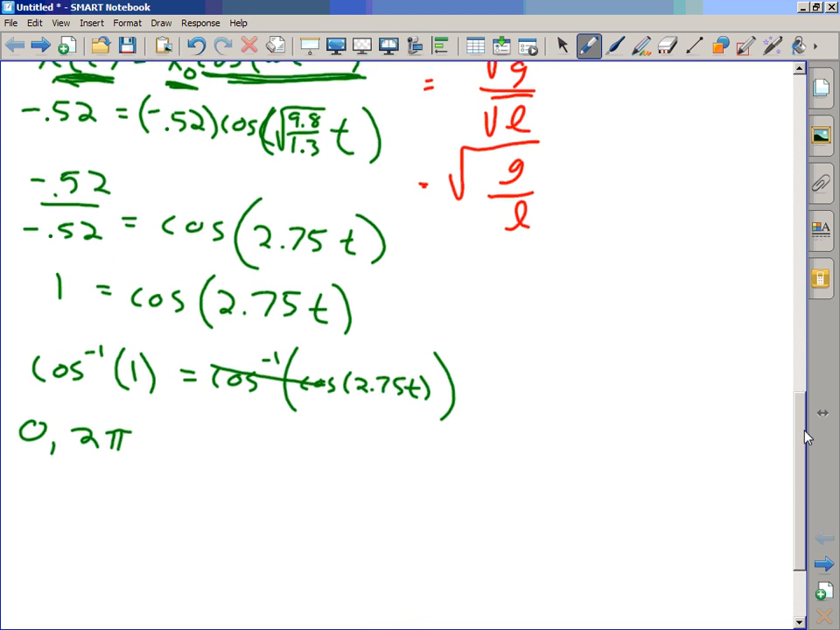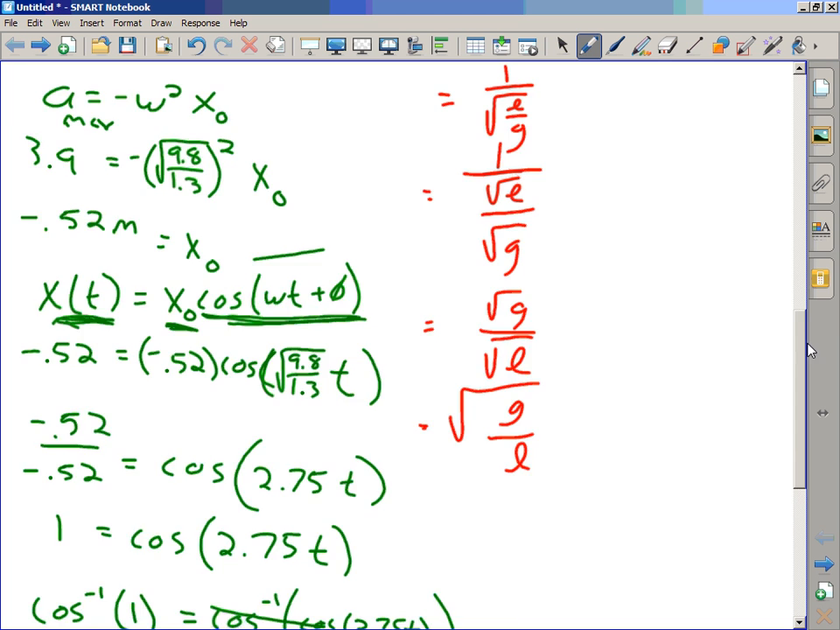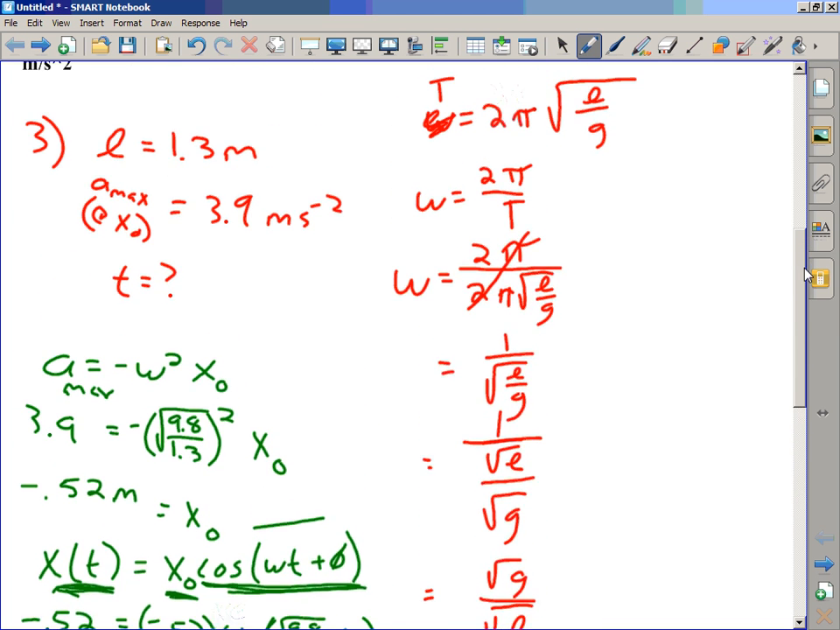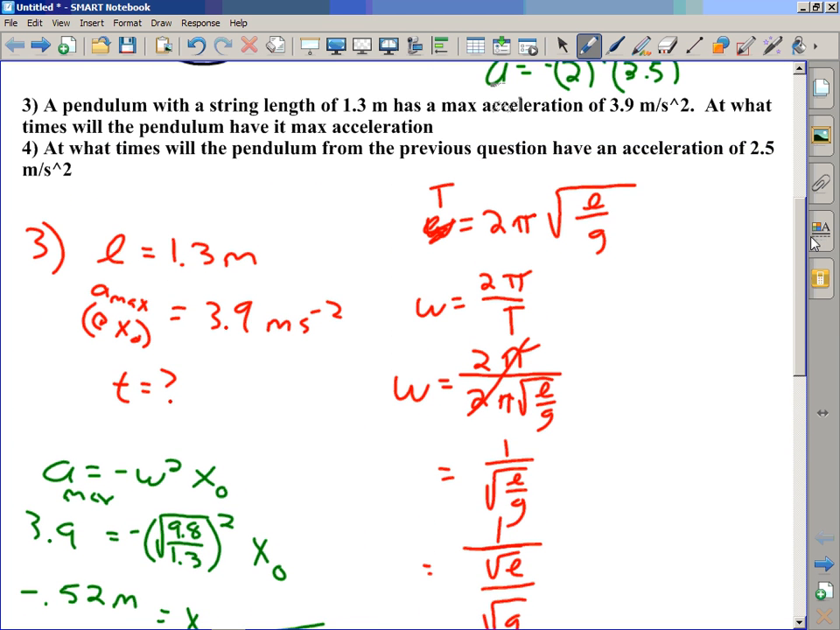Kind of coming back up and thinking about this, let's come all the way back up to the question. At what times will it have its maximum acceleration? Maximum acceleration. At what points does it have its maximum acceleration? Both x naughts. The one that's positive, and the one that's negative, too. Does that make sense to everyone? The one that's positive and the one that's negative.